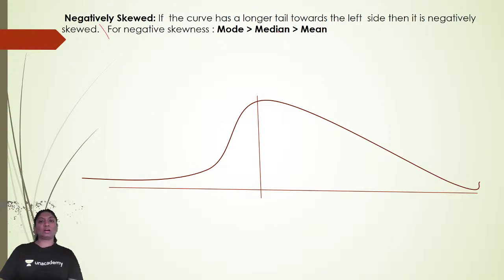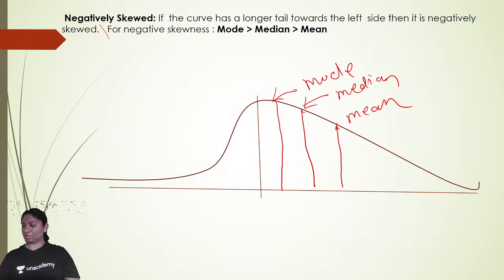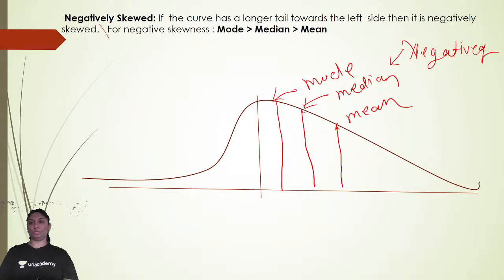If the curve has a longer tail towards the left side, then the distribution is negatively skewed. For negative skewness, mode is greater than median, and median is greater than mean. It means here you will get the mode, then the median, then the mean. So this is your negatively skewed distribution.